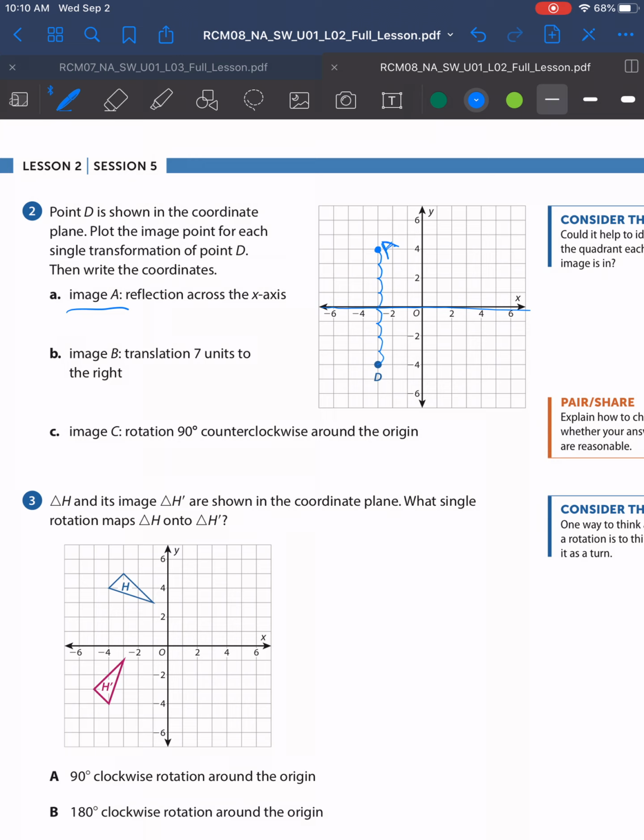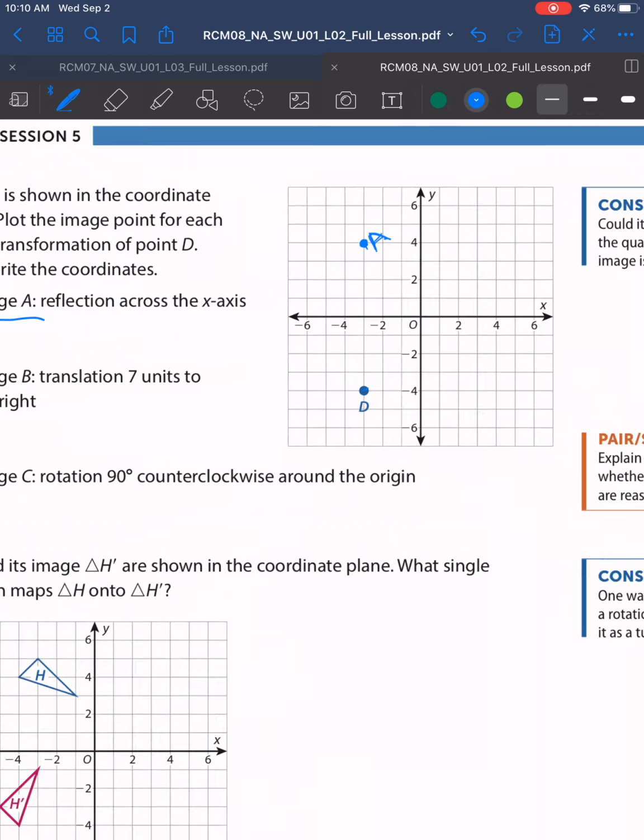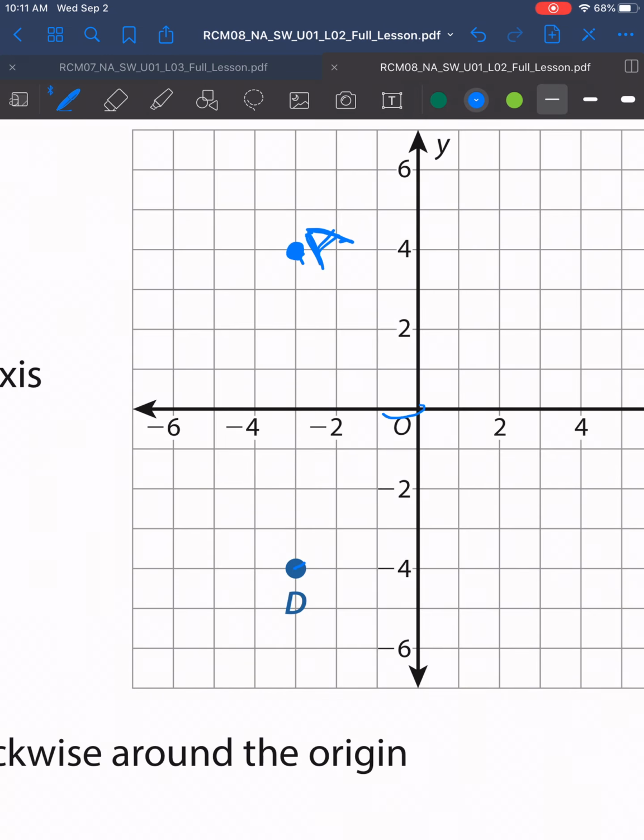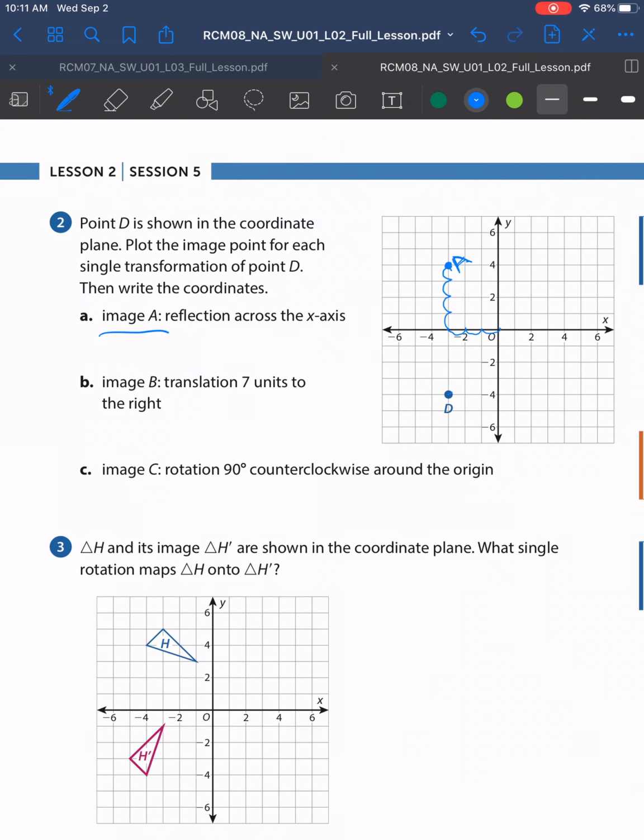Okay. What are the coordinates of now A? Let me go ahead and erase my markings. Ooh, without erasing A. What are the coordinates? It is back 1, 2, 3, up 1, 2, 3, 4. So the coordinates are -3, 4. Okay?